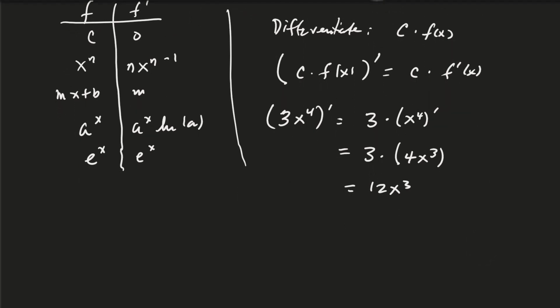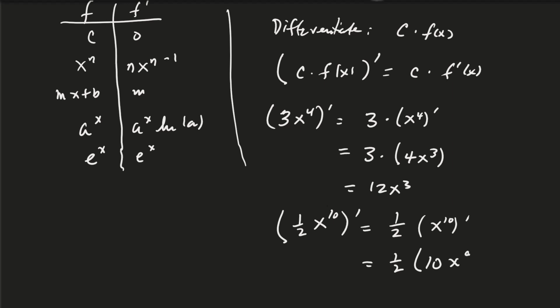Good. So similarly, how would I differentiate 1/2 x to the 10th power? I would take the 1/2 out and then differentiate x to the 10th, and so that would be 1/2, and then I'd have a 10x to the 9 power. And so that would just be 5x to the 9th. Good. All right.